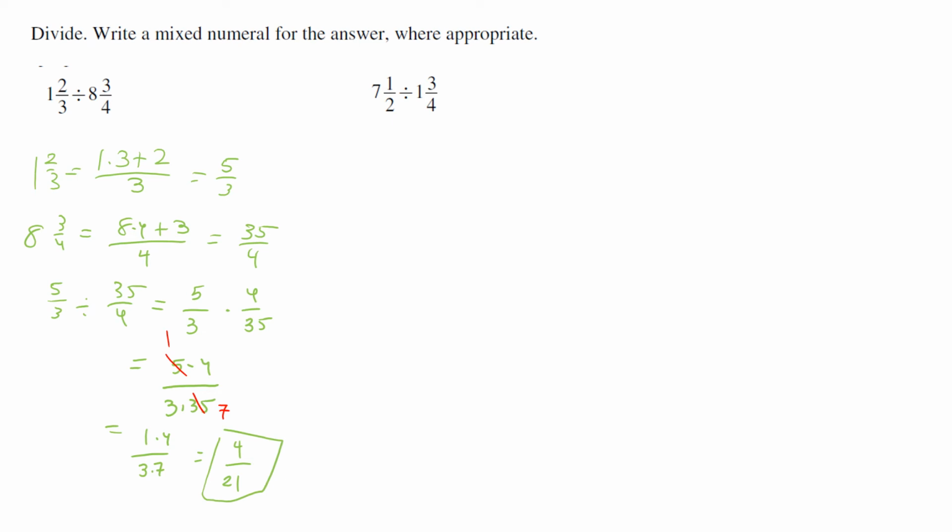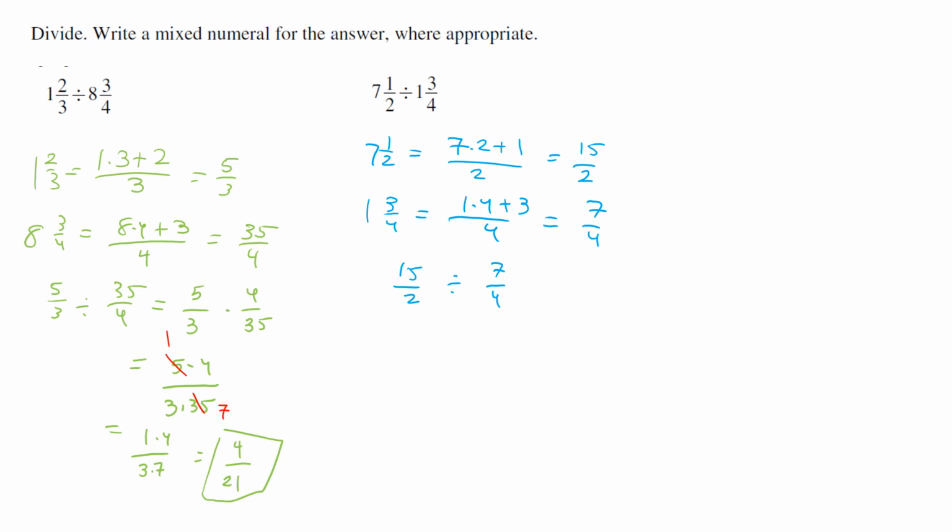Alright, and last but not least here, 7 1/2 is going to be 7 times 2 plus 1 over 2, which is 14 plus 1, so 15 over 2. 1 3/4 will be 1 times 4 plus 3 over 4, which is going to give me 7 over 4. So 15 over 2 divided by 7 over 4. To divide fractions, we want to flip and multiply. Always flip the second one, so 15 over 2 times 4 over 7. So this gives us 15 times 4 over 2 times 7.